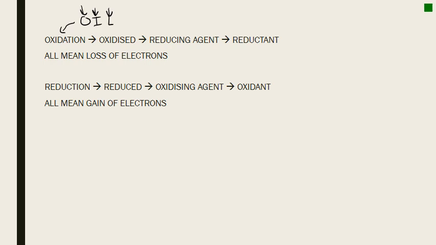Reduction, reduced, oxidizing agent and oxidant all mean gain of electrons. How I remember reduction is gain of electrons is by the acronym RIG. So reduction is gain of electrons.